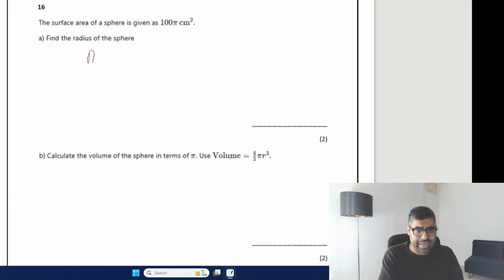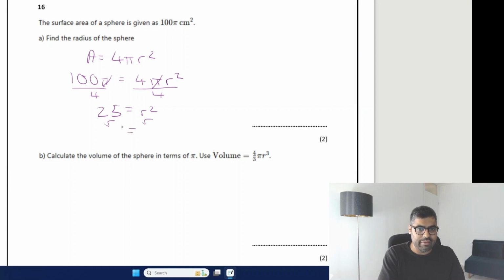So we have A equals 4 pi r squared. 100 pi, because the area is 100 pi, equals 4 pi r squared. What's going on here? Well, we've got pi on both sides, so we can divide both sides by pi and cancel these two out. We can then divide by 4 both sides. That gives us 25 equals r squared. Then we just have to make r by itself by square rooting both sides. That gives us a value of the radius being 5. So that's fairly straightforward, 2 marks.